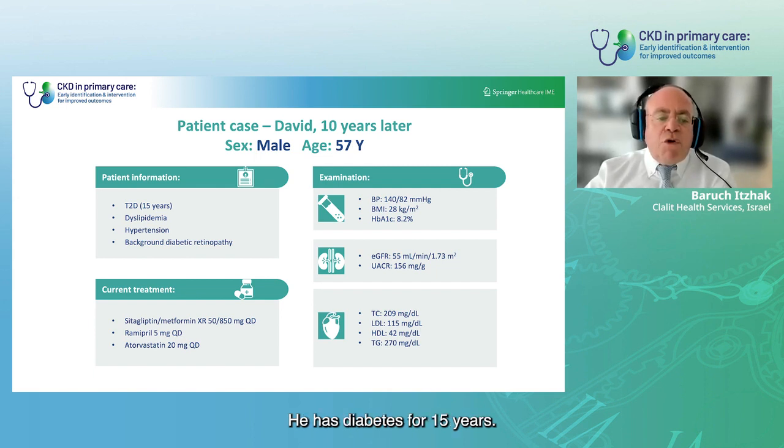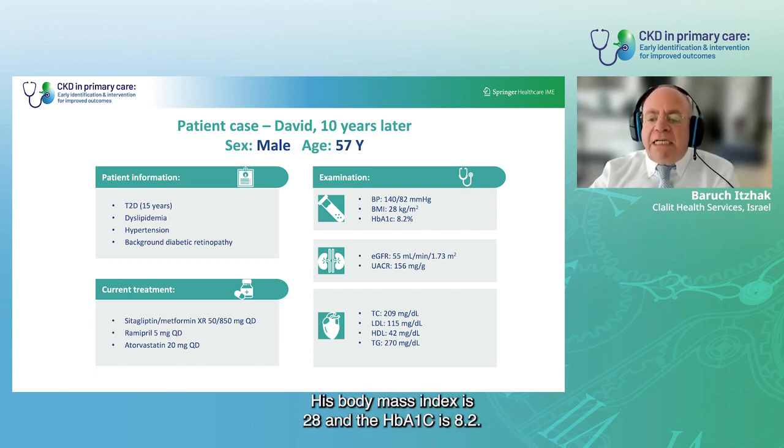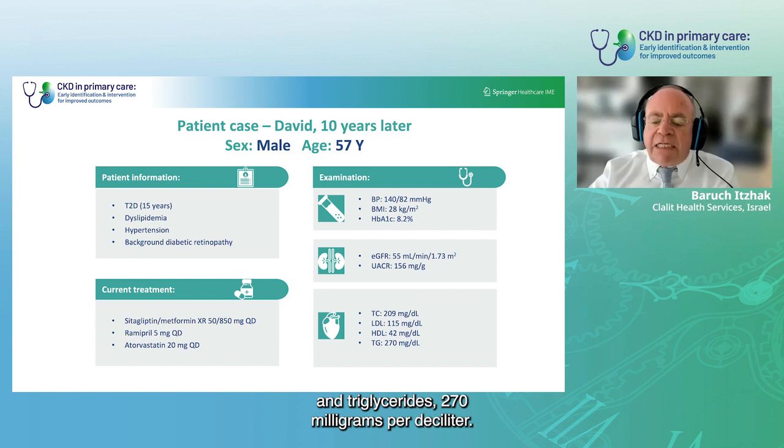He has diabetes for 15 years, dyslipidemia, hypertension, background diabetic retinopathy. His blood pressure now is 140/82. His body mass index is 28 and the A1C is 8.2. His estimated GFR is 55. His urinary albumin creatinine ratio is 156 milligrams per gram. His total cholesterol is 209, LDL cholesterol 115 milligrams per deciliter, HDL cholesterol 42, and triglyceride 270 milligrams per deciliter.